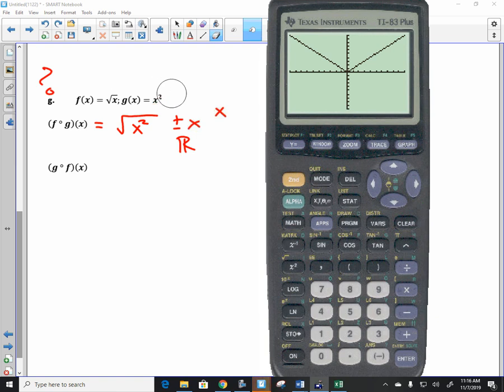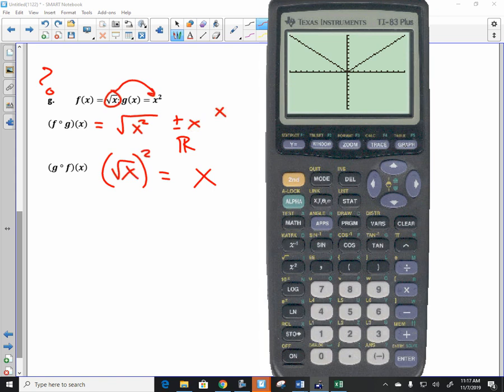This is interesting because if we flip it the other way, we do g composed of f of x. That means we take this and we plug it in there. And so you get the square root of x quantity squared. Well, you would say that that's x, right? But think about the domain. Can you take the square root of positives? Can you take the square root of negatives?